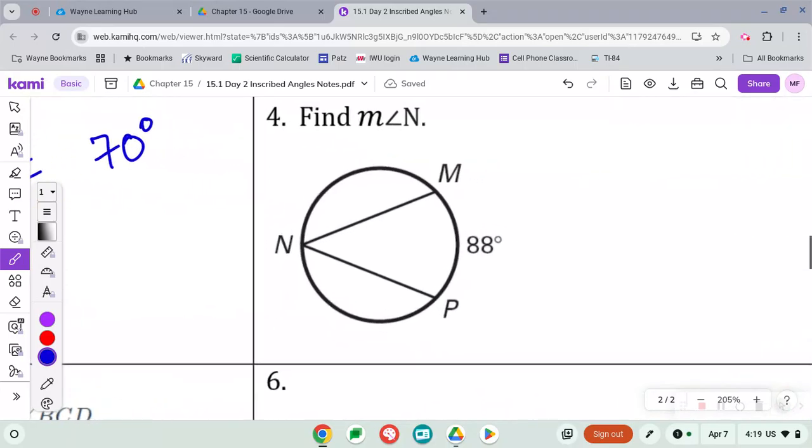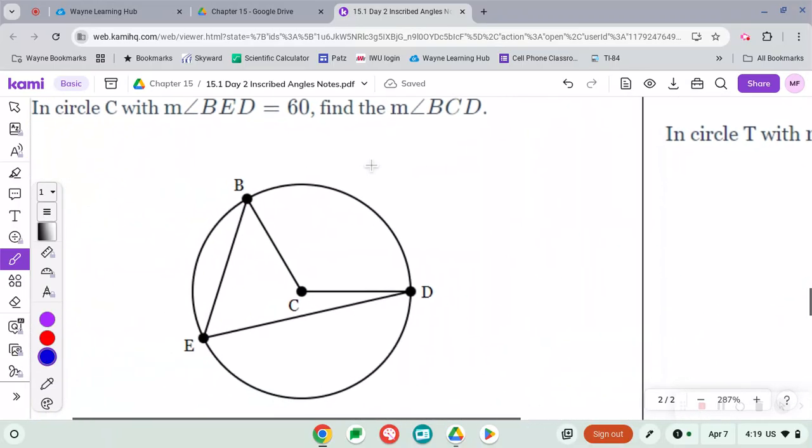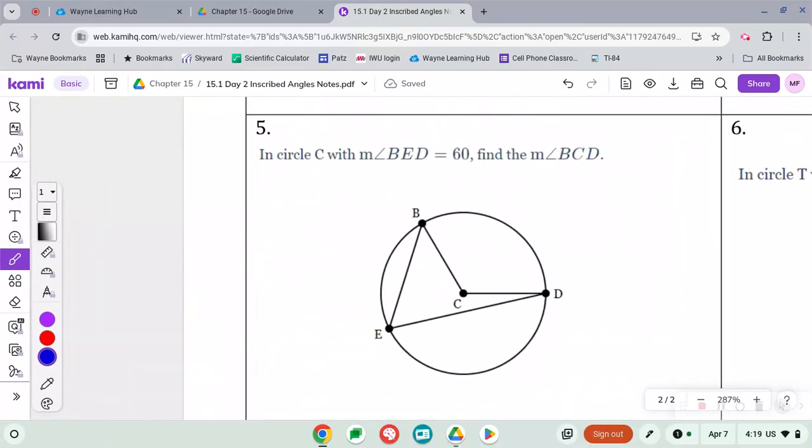In the same way here, once again, angle N. This is an inscribed angle because the vertex is on the edge. So we take 88 divided by 2, and we will have our answer, 44 degrees. All right, so we move on to number 5. There will be some on the Delta that you have to do that are like this.